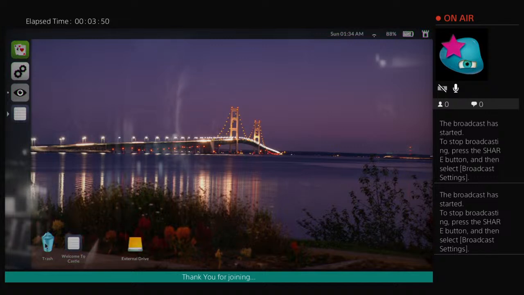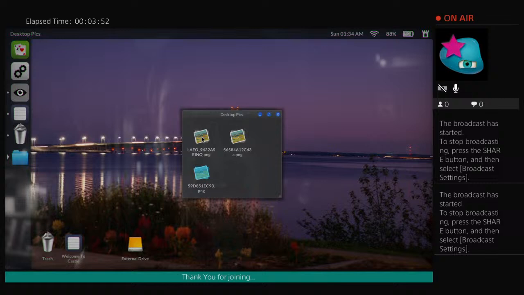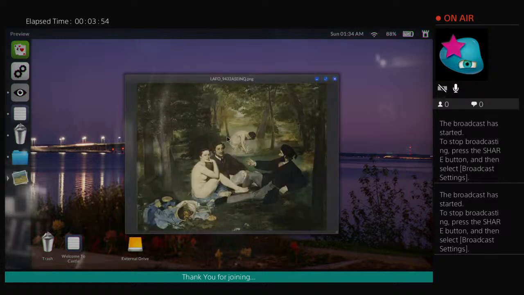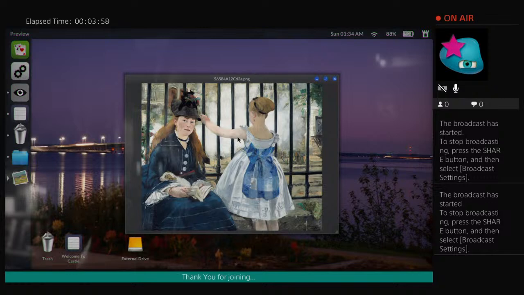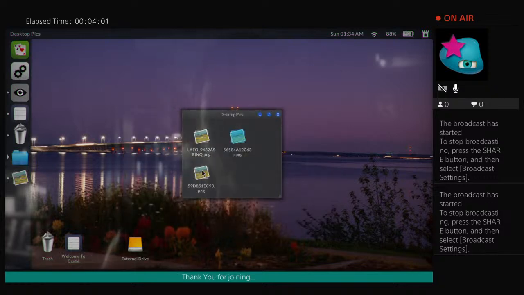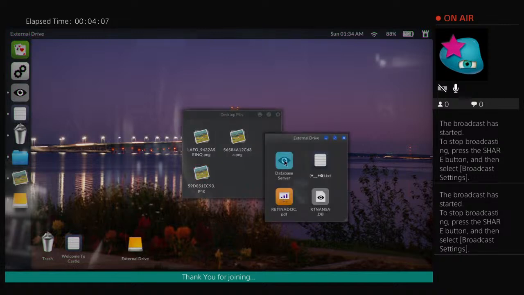Let's check out the trash. What's in here? Oh, okay, that was this.